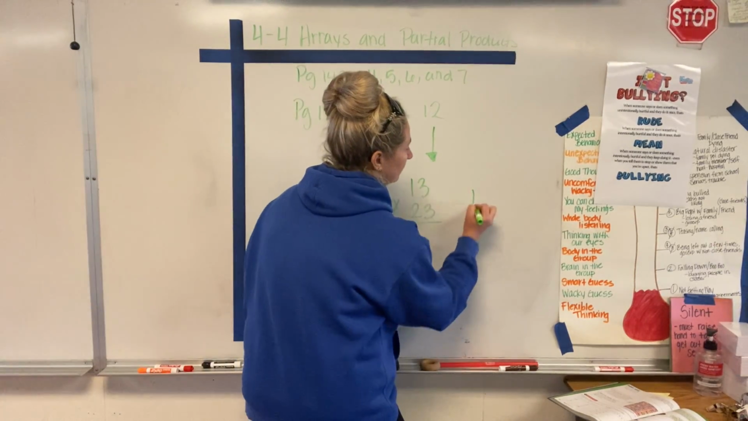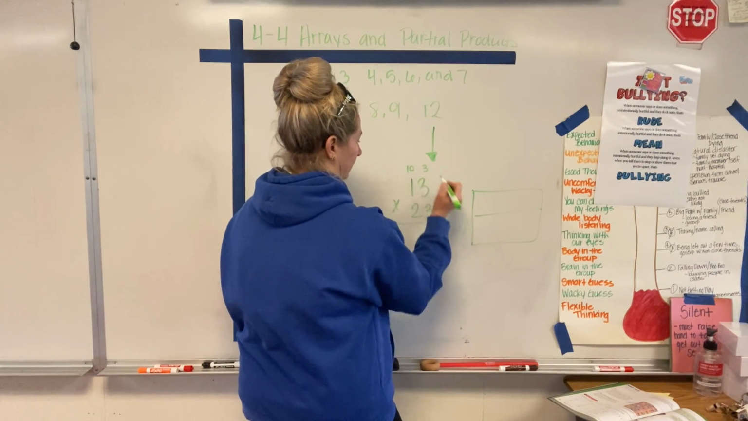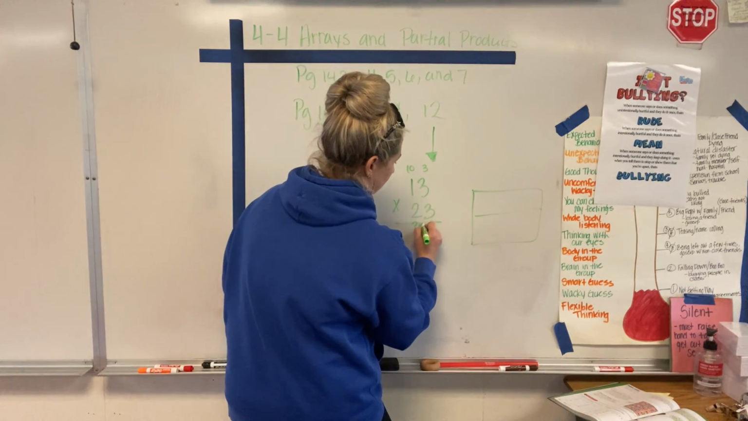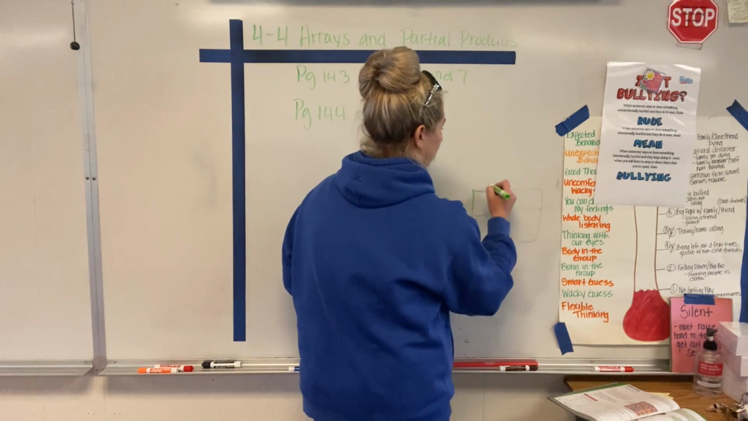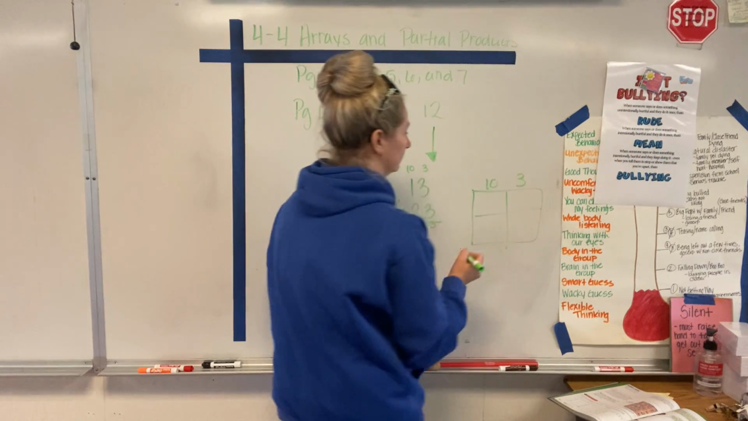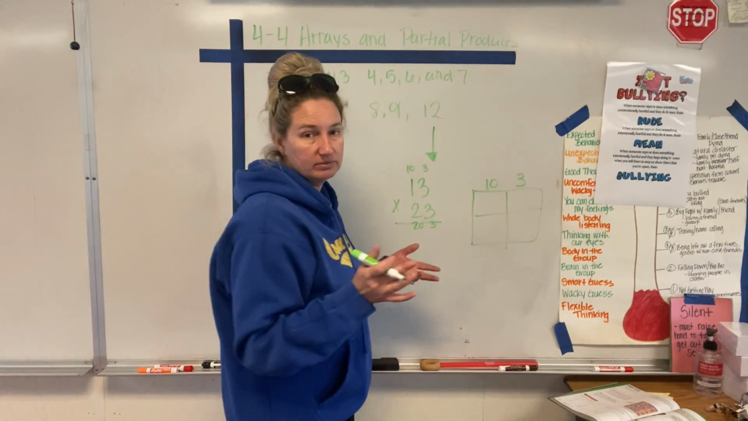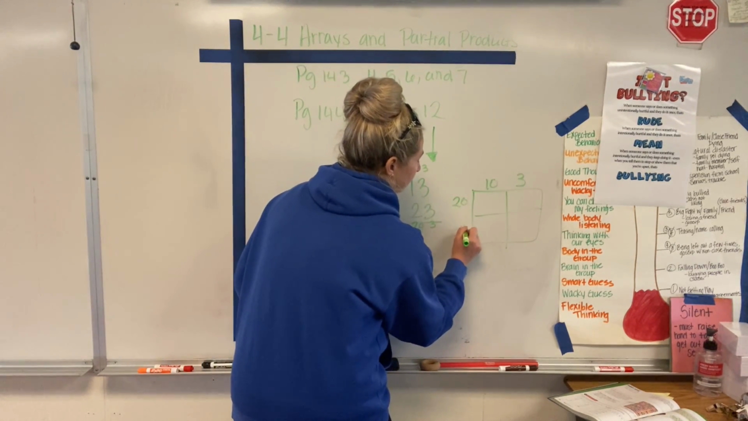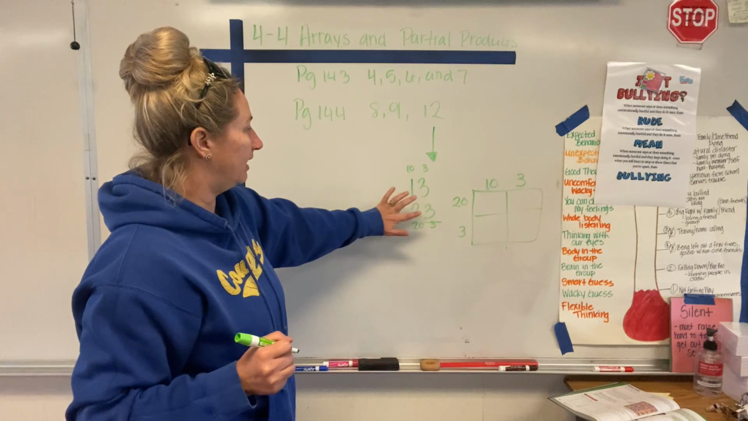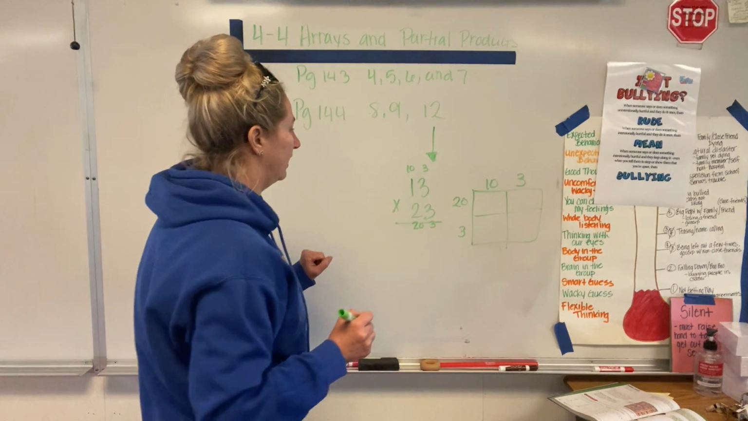So if I were going to draw this in a box, I would have, this is 10 and 3, and this is 20 and 3, okay? So I would have the 10 and the 3 here, or on the side. It doesn't matter which one goes on the side and which one goes on the top. And then 20 and 3 here. Okay, and as I multiply, I can match these up and follow along, all right?